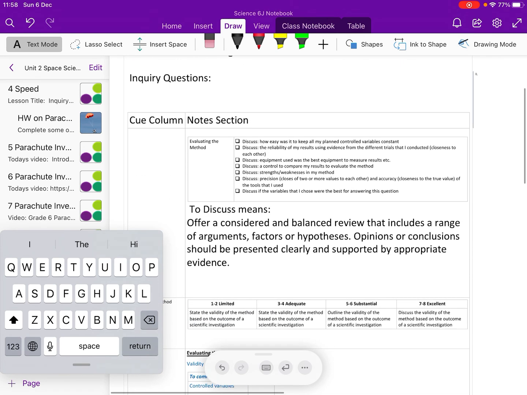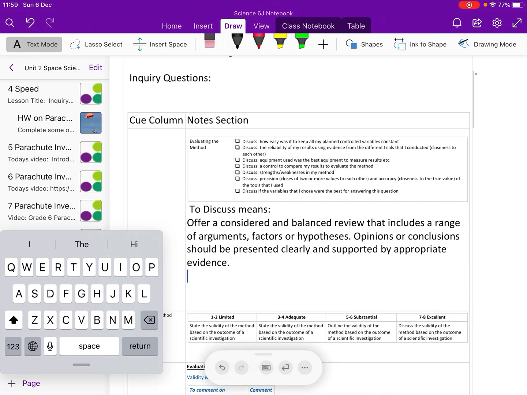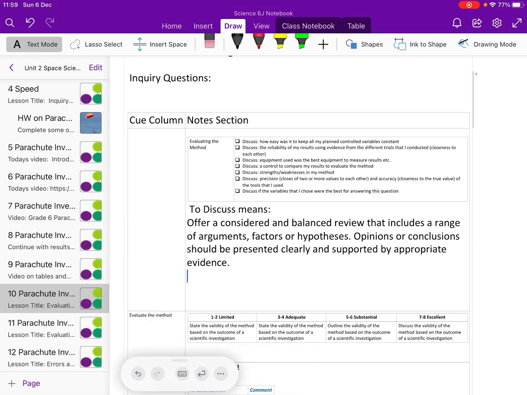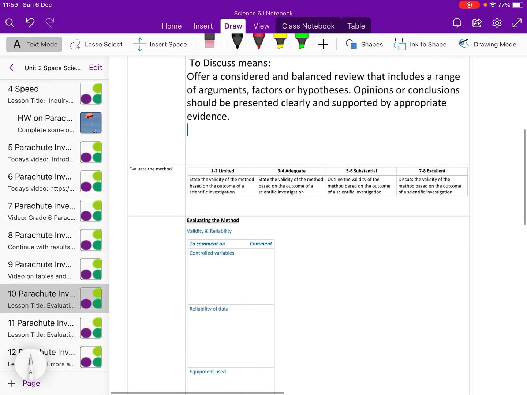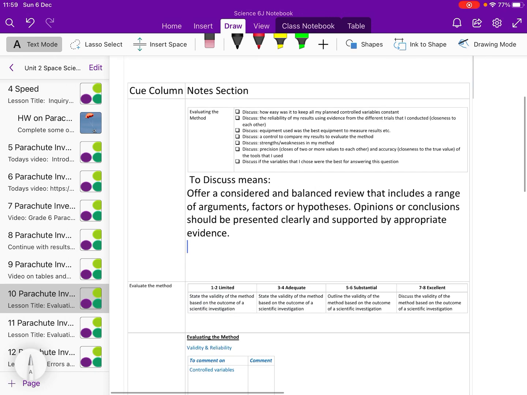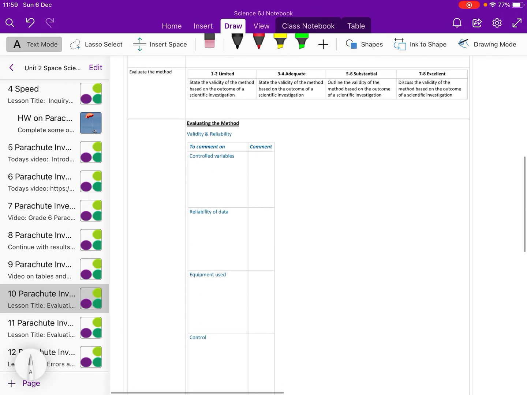Okay. So first bullet point, discuss how easy it was to keep all of my variables the same. How do I get rid of... Oh, you click on there, don't you? Yeah. So discuss how easy it was to keep all my plan control variables the same.